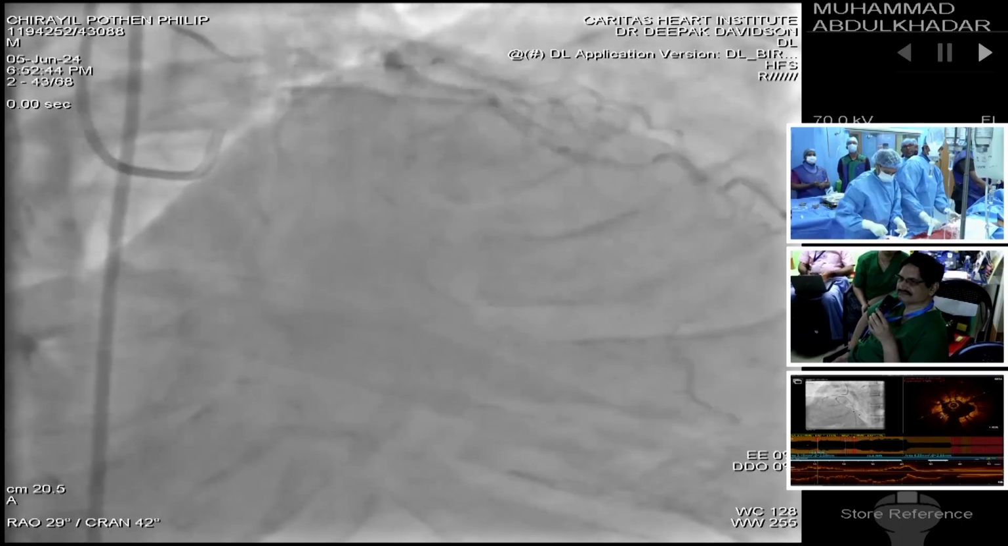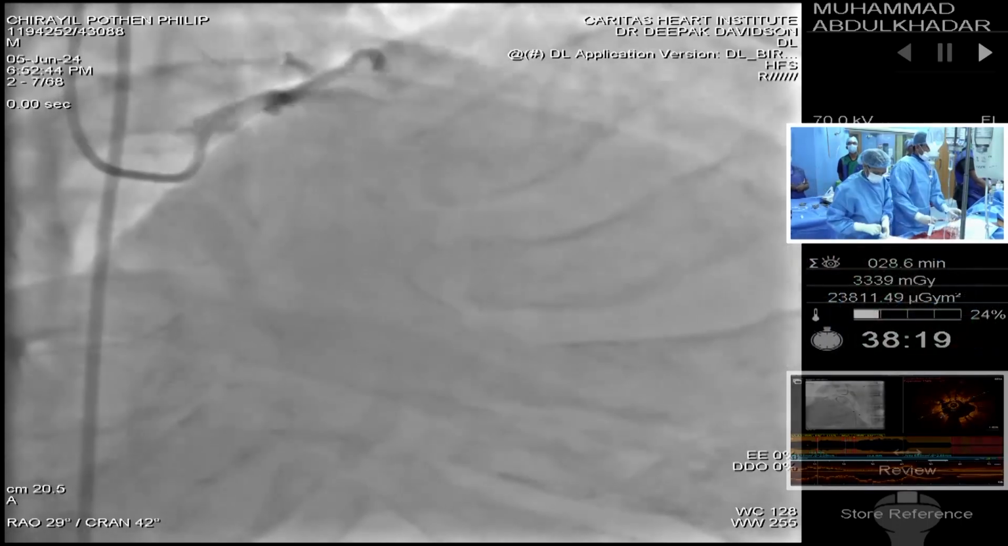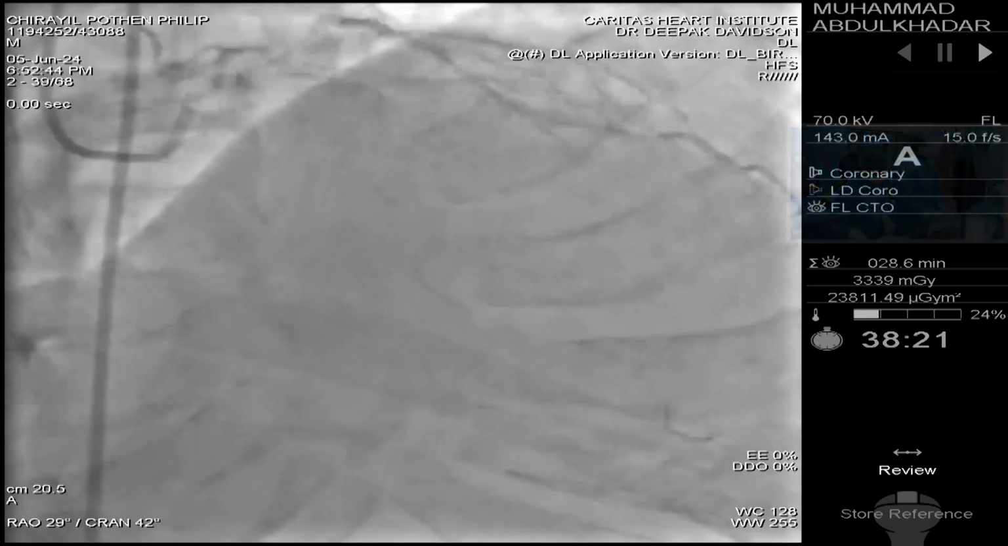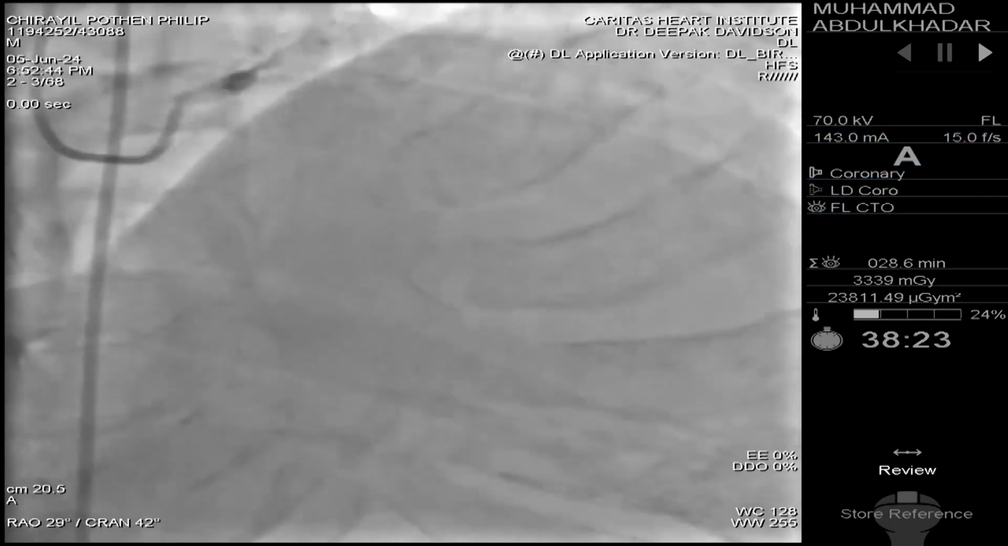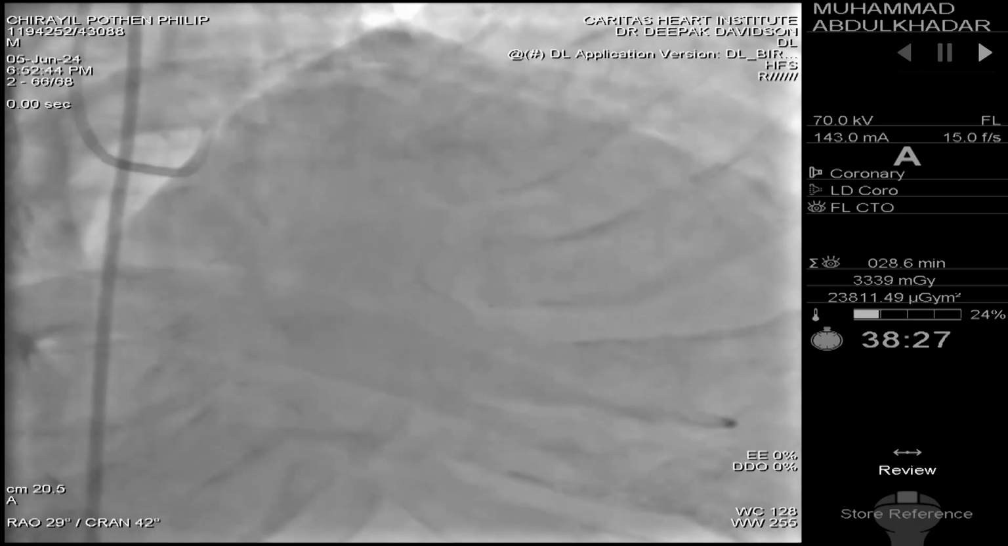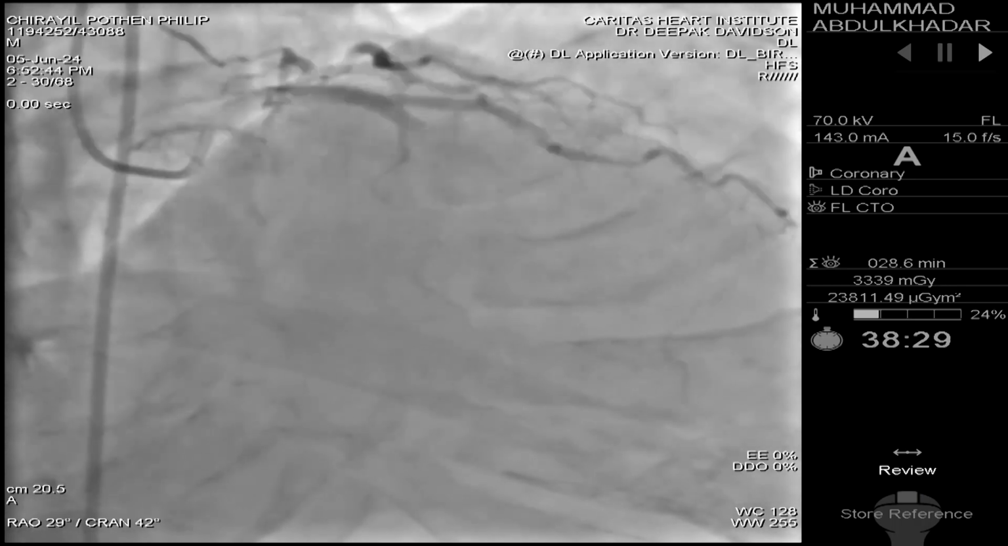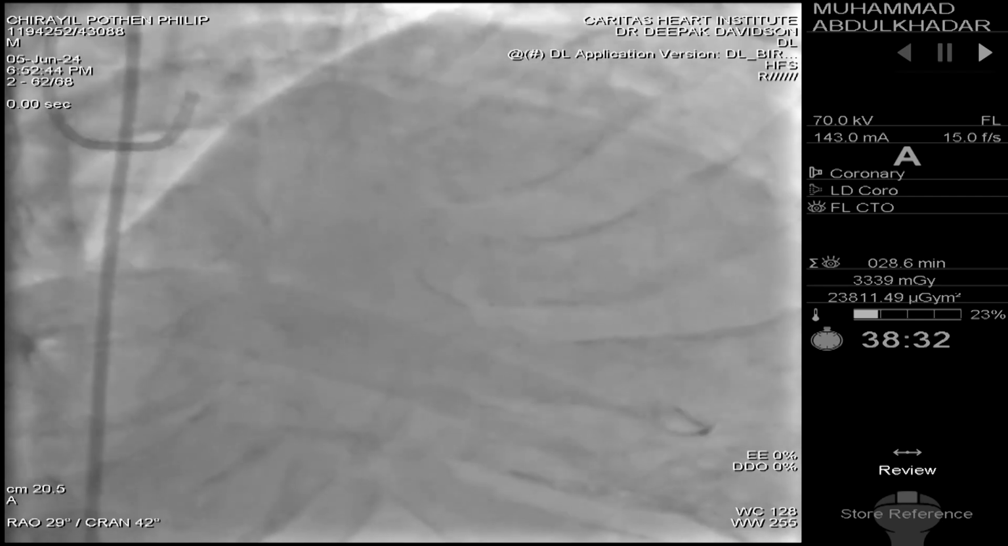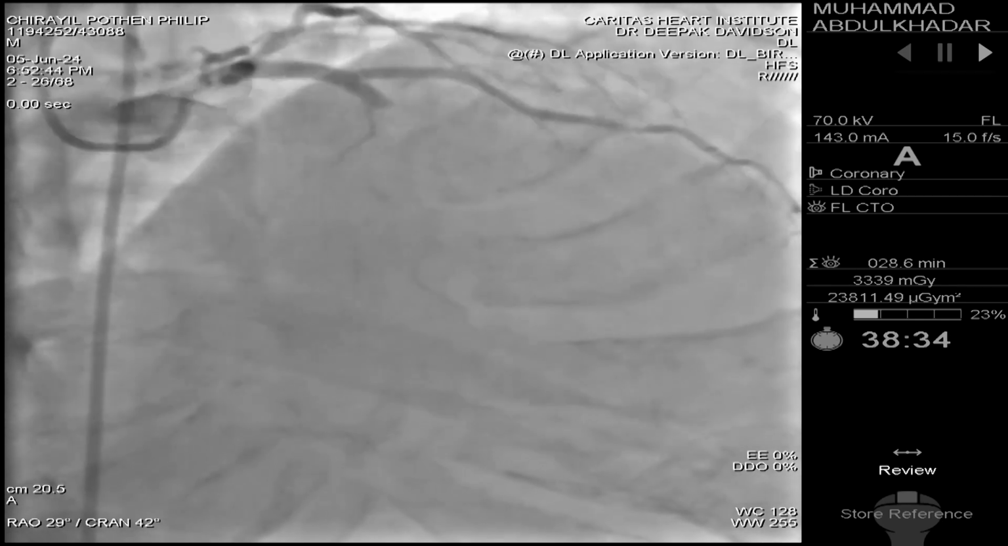That's the calcified occluded LAD. That was done a couple of weeks ago. Today we are planning to have the right coronary done. Is it a CTO, or an acute and chronic CTO?